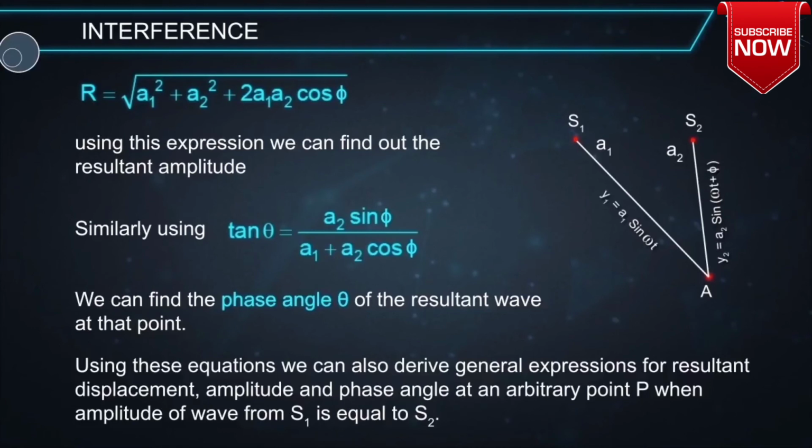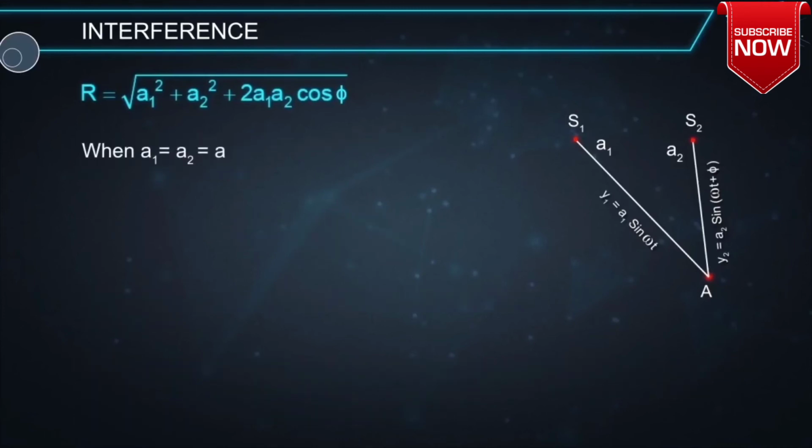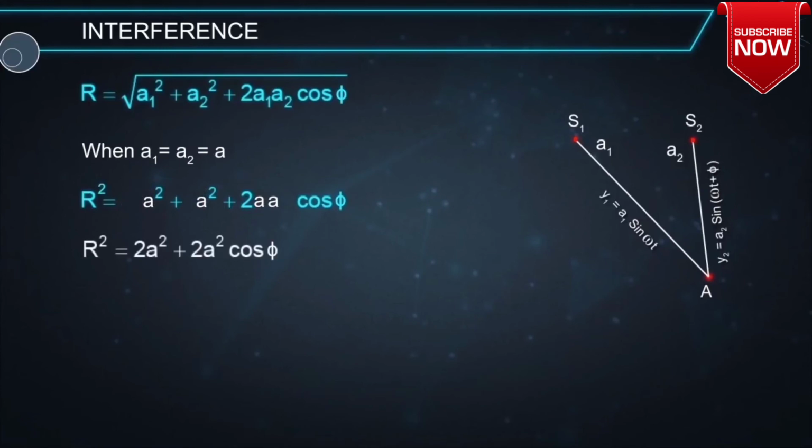Now, using these equations, we can also derive general expressions for resultant displacement, amplitude, and phase angle at an arbitrary point P when the amplitude of waves from S1 is equal to that from S2. That is, when A1 equals A2 equals A, the resultant amplitude equation can be written as r square equals 2a square plus 2a square cos phi. R square equals 2a square into (1 plus cos phi).